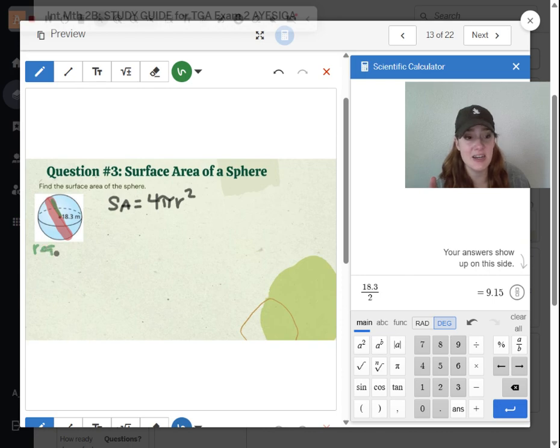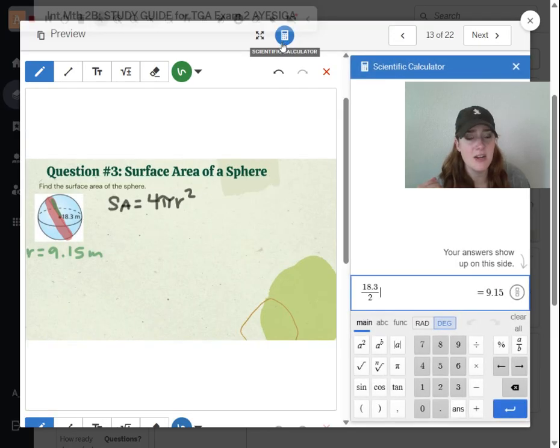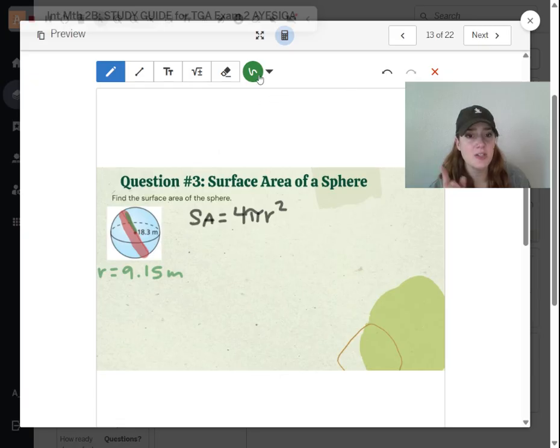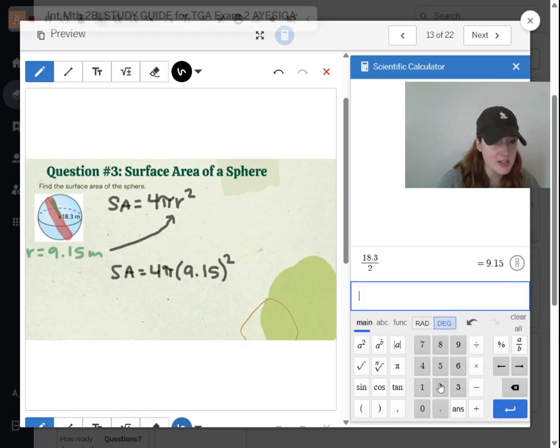The radius is 9.15. Let me redo that. Radius is 9.15 meters. Let me just double check. Yeah, 9.15. Okay, cool. So now we know what the radius is. We're just plugging it in, like for pretty much this entire unit, we're just plugging into our formulas. So surface area is going to equal 4 times pi times the radius, which is 9.15, and we're going to square it. So let's check in the calculator.